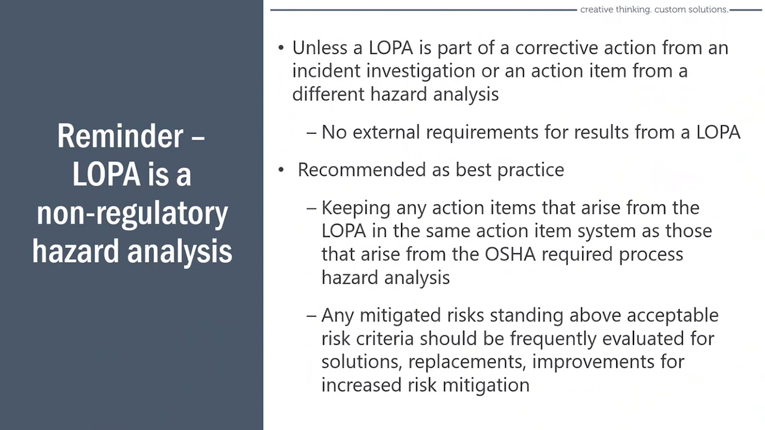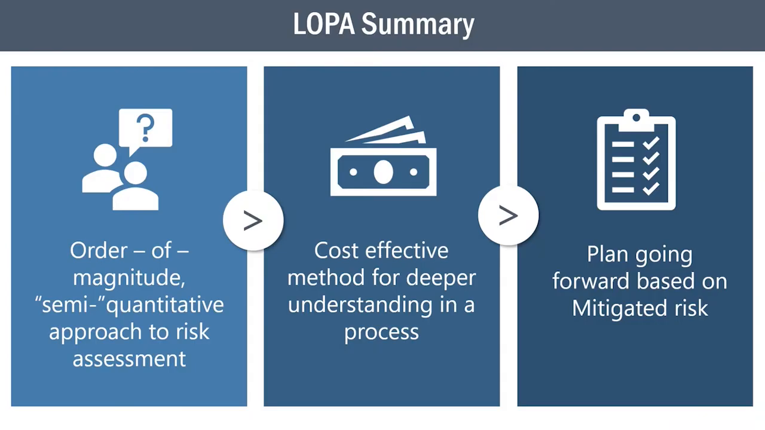Let me go in summary here. LOPA summary, order of magnitudes. It's a semi-quantitative approach to risk assessment. As you can see, it's more precise than a qualitative assessment, but we're not measuring it with a micrometer here. We're talking about orders of magnitude of protection. And so therefore it's not that precise. It's not going into safety systems per se, but it is giving you a little bit more quantification than your typical qualitative. It's a great cost-effective method for a deeper understanding of the process.